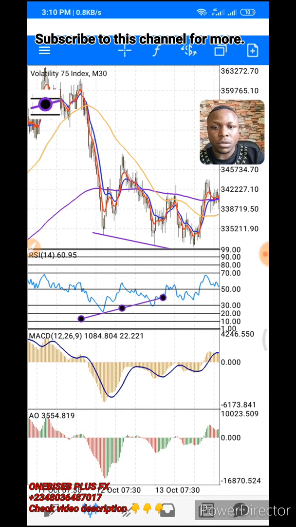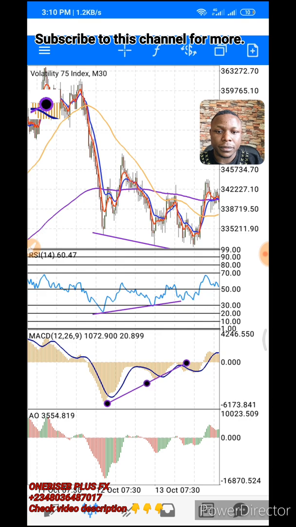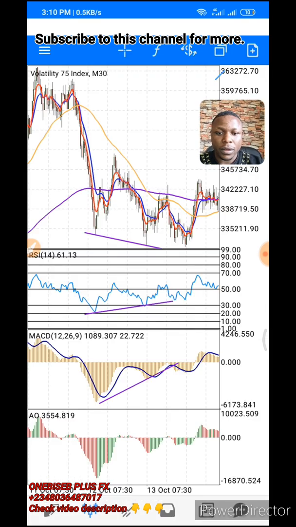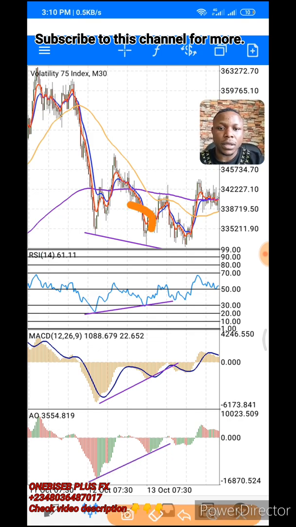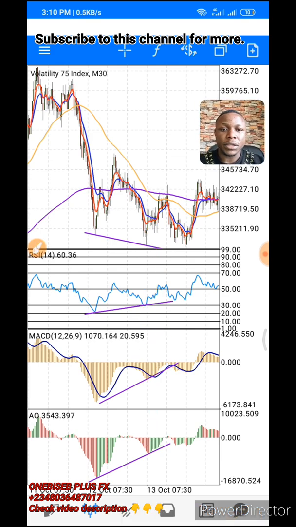So you can also draw trend lines here to confirm it better. So I think you can see that. So you can see the main chart said I'm still ready to sell, but the indicators are telling you that it is ready to buy. So that's how to spot a bullish divergence.